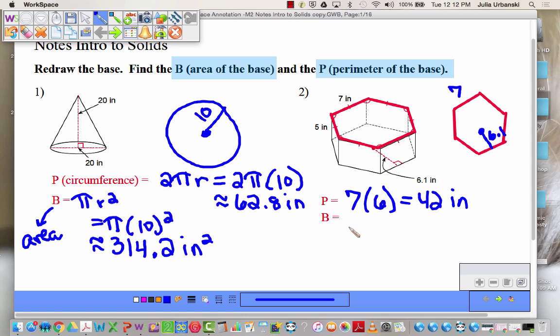Alright. The base area of a polygon is the apothem times the capital P perimeter and then divided by 2. So what's the apothem of the shape? Times 42? Good. Times the perimeter 42 and then you divide by 2.